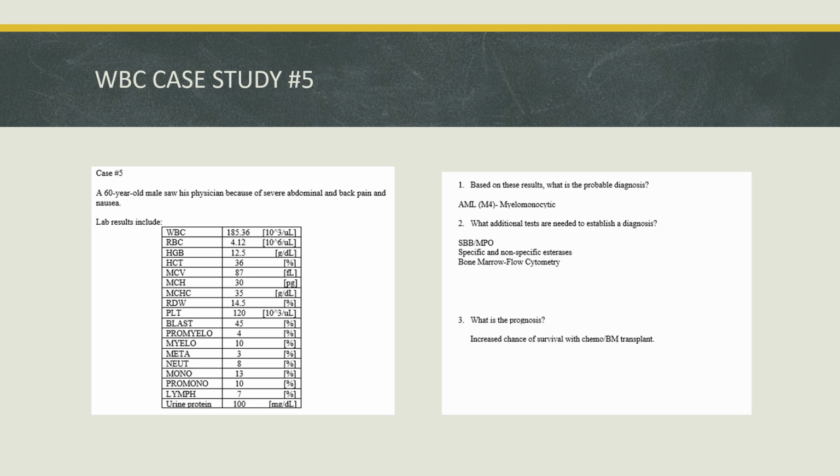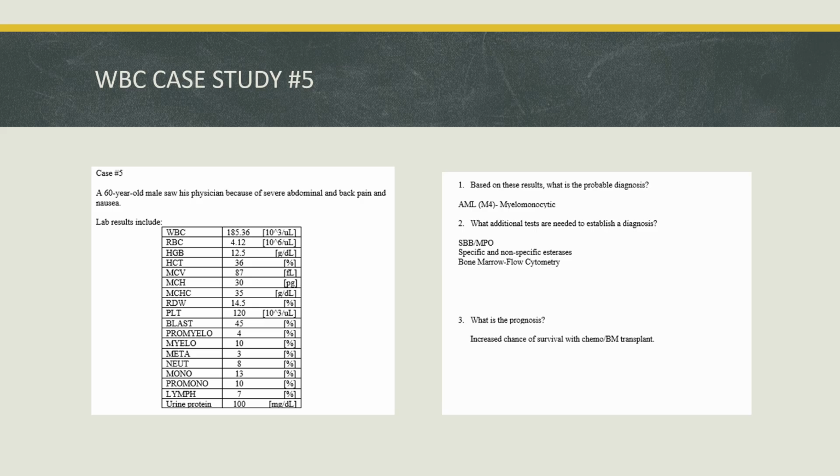Based on these results, what is the probable diagnosis? So we know it's an acute leukemia. We know that there are myelocytic cell lines involved and monocytic cell lines involved. So our best guess at this point, even though we don't have any cytochemical stains, but based on the cell populations, AML M4 myelomonocytic would be my best guess.